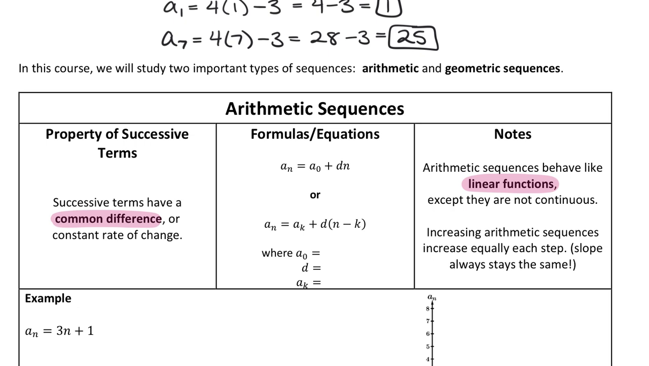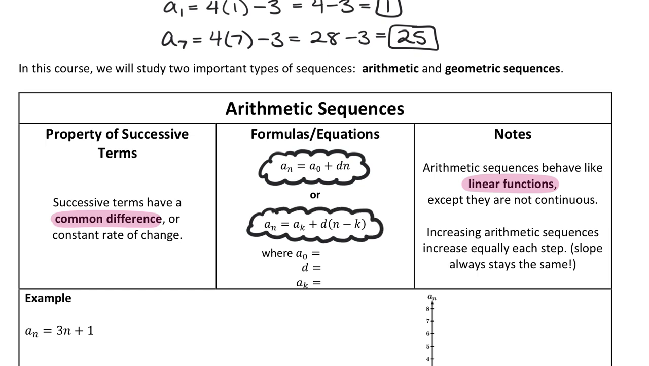There are two versions for the formula of an arithmetic sequence. The first version is a sub n equal to a sub 0 plus the common difference times n. This is just y equals mx plus b, but with the notation for sequences. Then you have a sub n equal to a sub k plus d times n minus k. That's just point-slope form in sequence.